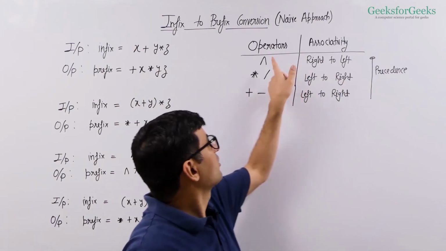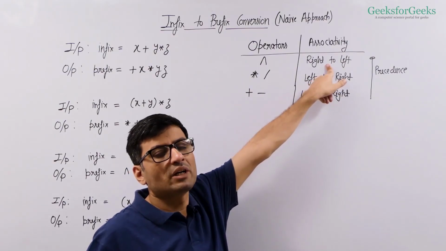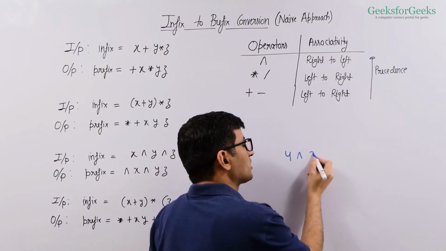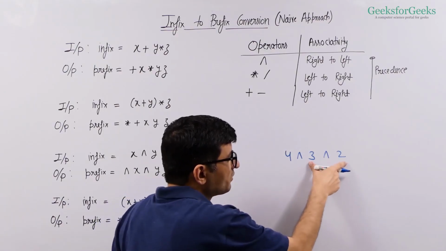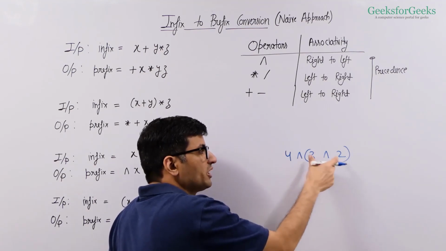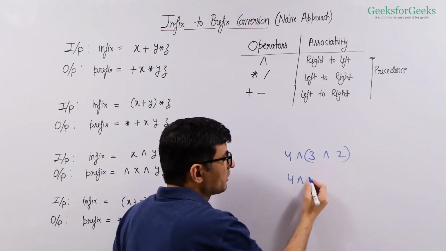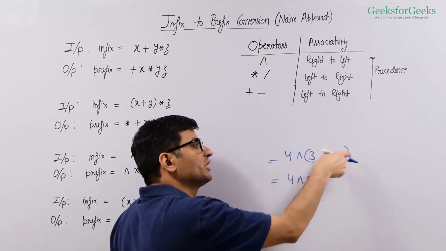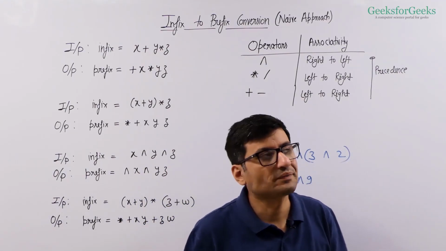For example, the power operator has associativity right to left. So what do we mean by right to left associativity? Say if I am computing 4 raised to the power 3 raised to the power 2, then it should be computed this way. We need to first compute 3 raised to the power 2, and then we need to put the result as 4's power. So our output will be 4 raised to the power 9. This is going to be our output rather than 4 raised to the power 3, all raised to the power 2. Right? That's what right to left associativity means.